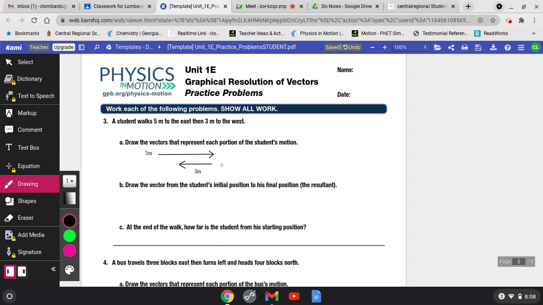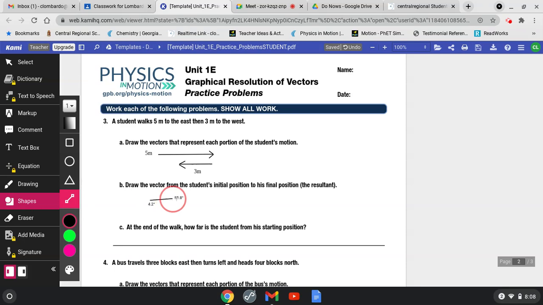So you went 5 meters to the east or to the right, and then 3 meters back to the west or to the left. So to draw the resultant of that, from your original position, all right, you went this way, turned around, came back. From your original position, you are going to be 2 meters. All right, because opposite direction you subtract. Where's the undo button? There we go.